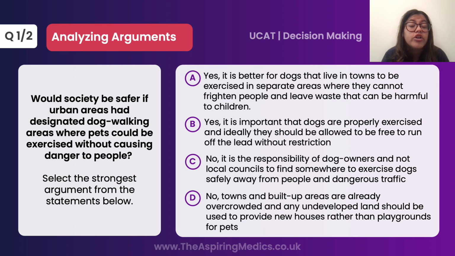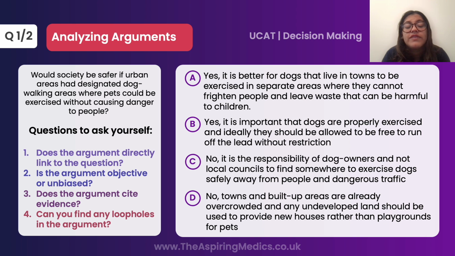So let's move on to our second question, which asks if society would be safer if urban areas had designated dog walking areas where pets could be exercised without causing danger to people. Again, ask yourself the same questions and go through this checklist. If you want to attempt this question on your own, make sure to pause the video right now and ask yourself these questions in the checklist and then get back to the video to check if your answer was correct.